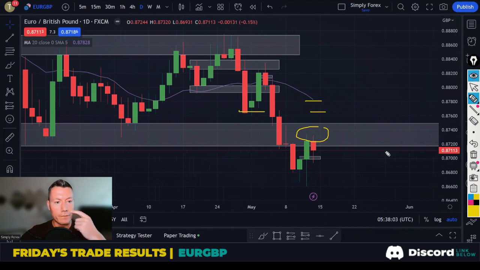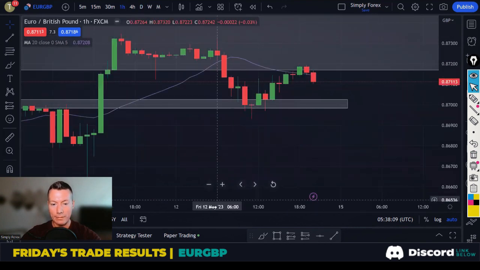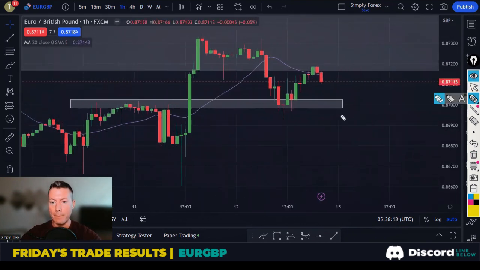So what I'm looking for, guys, is a breakdown in H1 structure, and we get that break in H1 structure. But I put this in my VIP Discord and that's why I stayed out of this pair. So price came up, we had a clearly defined low, which was broken. Normally when I break this low, I am shorting this trade. I am off to the races.